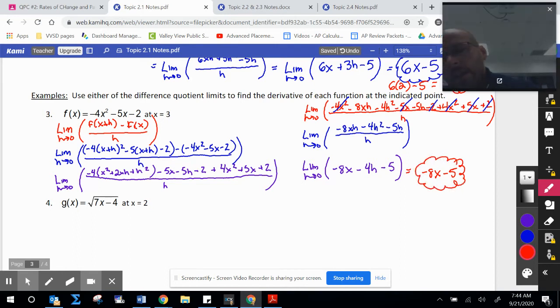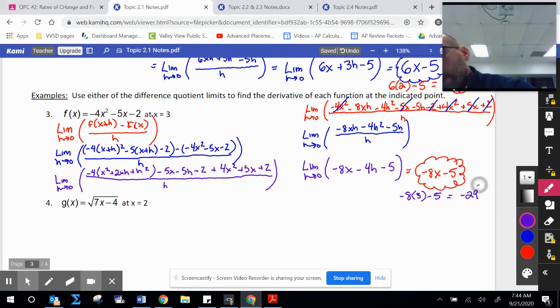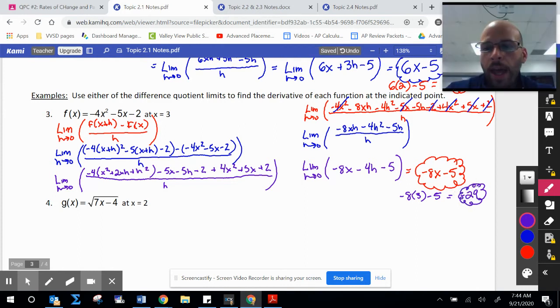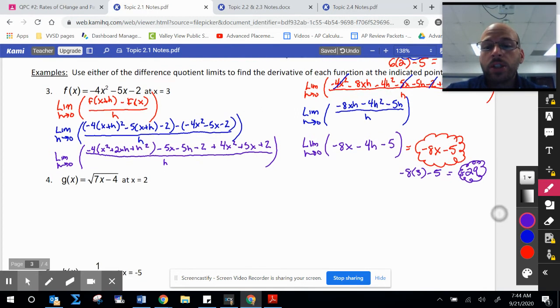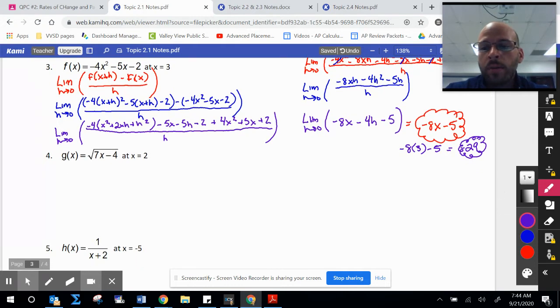Now I want to know what the slope is at x equals 3. So if I finish this problem off, at 3, negative 8 times 3 is negative 24, minus 5. So I get negative 29 as my instantaneous rate of change at that point. That's the slope of the line that crosses through that point, and specifically, it's the slope of the tangent line. But we'll get into that a little bit more.